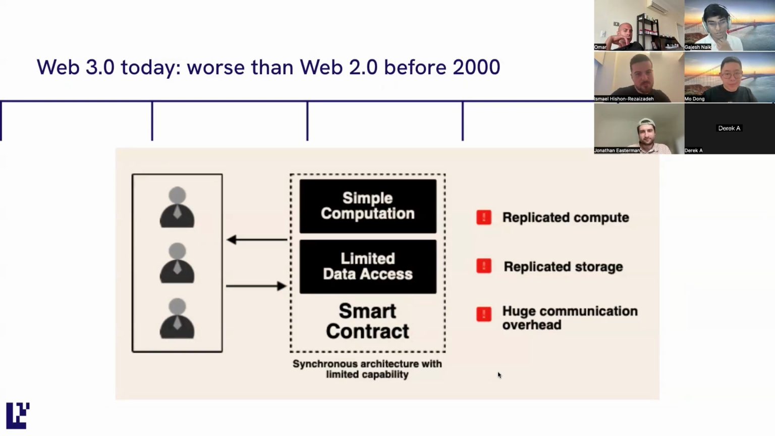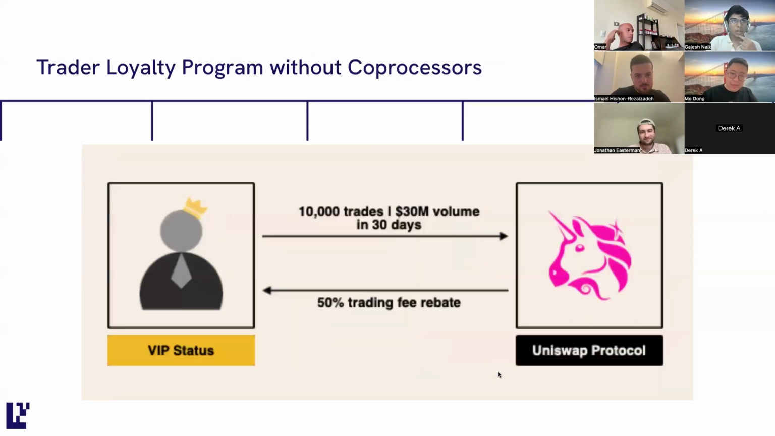And also I want to give a huge shout out to Brevis for stealing their slides. Now we are making synchronous calls to smart contracts, and it's replicated compute, replicated storage, and high communication overhead. And you can't do all these kinds of different activities.